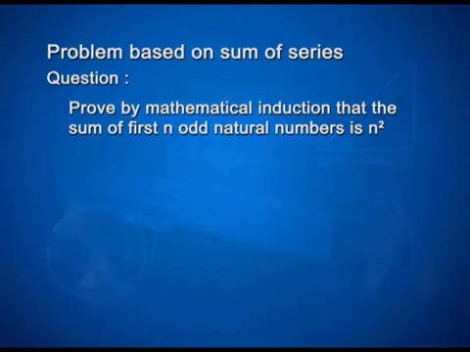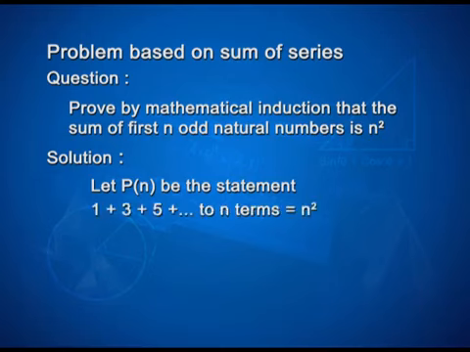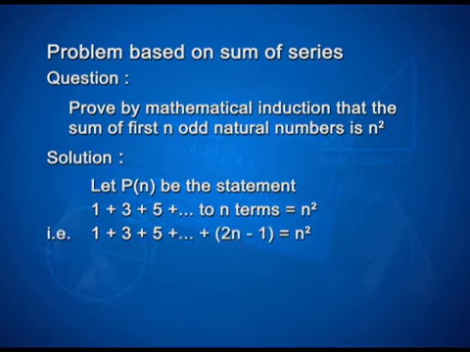Now, after learning the principle of mathematical induction, students, let us see how we can solve a mathematical statement like: the sum of the first n odd natural numbers is n squared. First, let P(n) be the statement 1 + 3 + 5 + ... to n terms is equal to n squared, which can be rewritten as 1 + 3 + 5 + ... + (2n-1) = n squared.